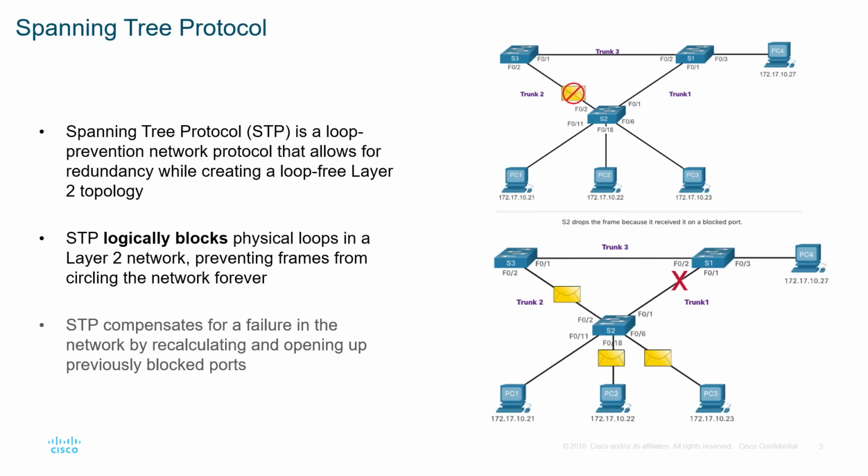So Spanning Tree was developed. It is a loop prevention network protocol that allows for redundancy while also creating a loop-free layer 2 topology. It will logically block physical ports in a layer 2 network, preventing frames from circling the network forever. It compensates for a failure in the network by recalculating and opening up those previously blocked ports if another link were to go down.